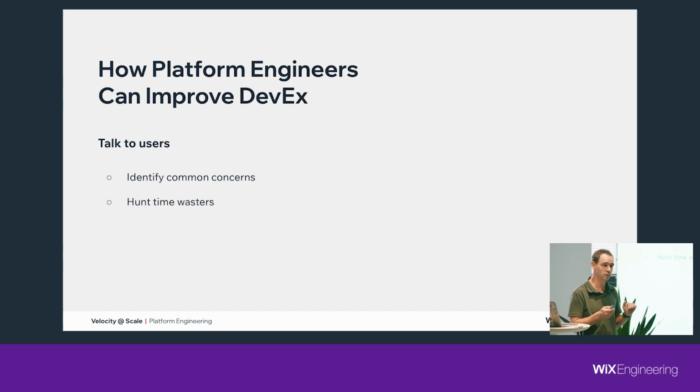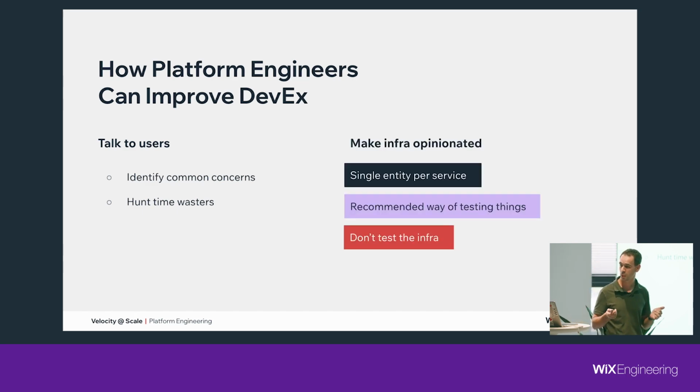So how can we even begin to solve it? We would start by actually talking to users. This was a good place to start because we had to get to this understanding that this is even a problem. So we would identify common concerns like all this wiring stuff and hunt the time wasters. And one thing that we quickly realized is that for the infra to be efficient, we had to make it opinionated. So these are some of the decisions. It's definitely not all of them.